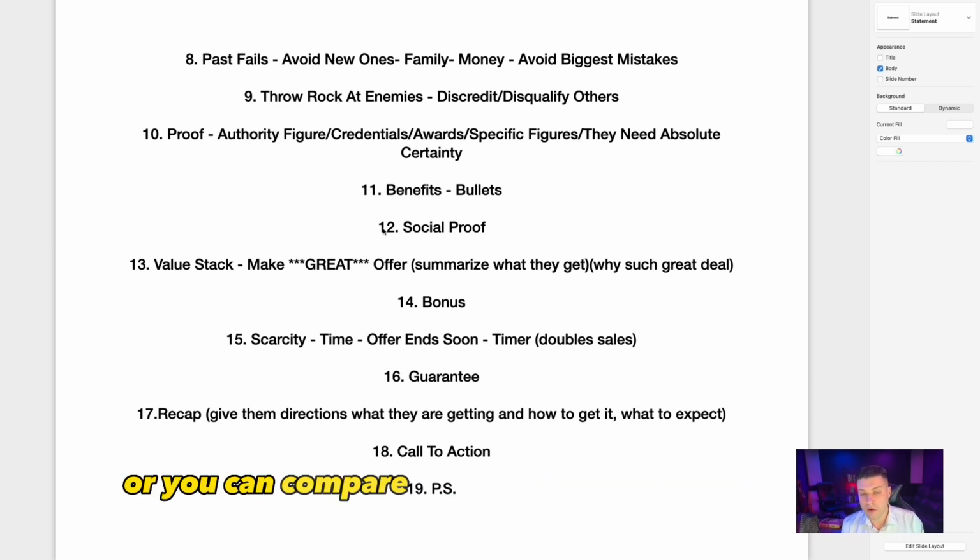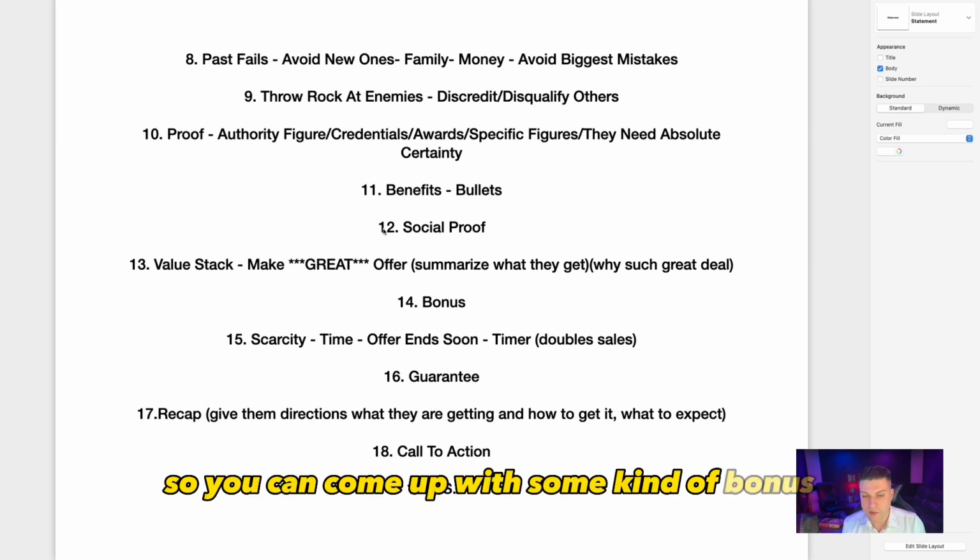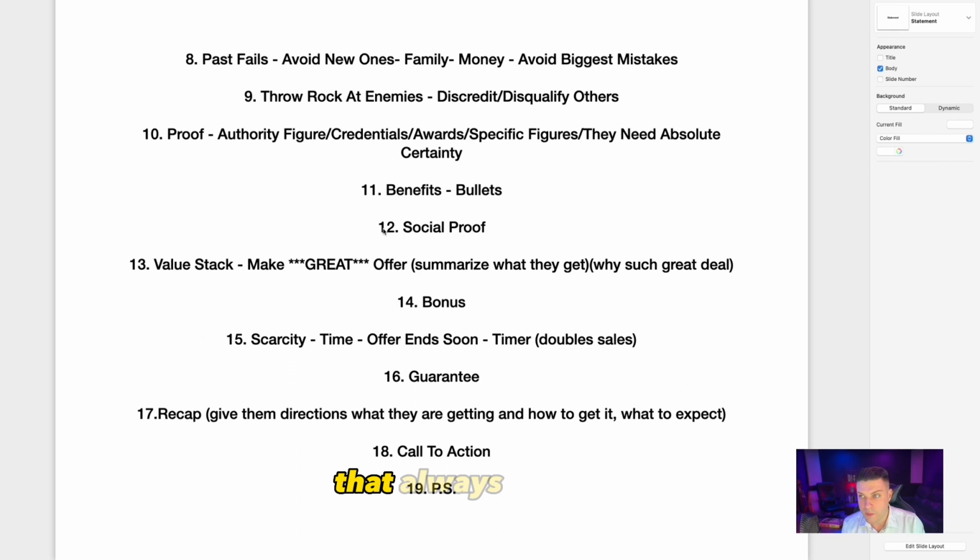Or you can compare yours to other items and show this is the price of all the other items, here's mine, here's how much you pay for it, and then here's what you get. You can always give them a bonus. That's number 14 here. You could say it comes with a free something, a free consultation, a free phone call. Bonuses are good, so if you can come up with some kind of bonus to throw in there, that always helps out.